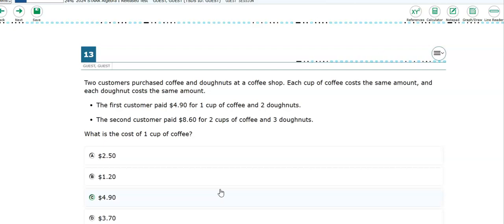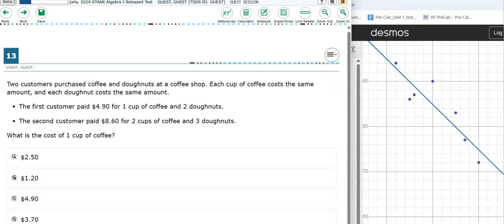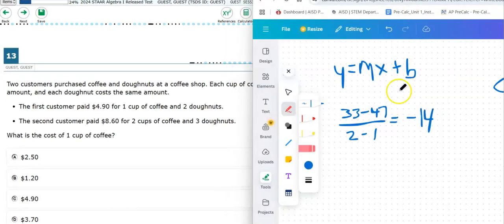Linear systems. 2 customers purchase coffee and donuts at a coffee shop. Each cup of coffee costs the same amount, and each donut costs the same amount. The first customer paid $4.90 for a cup of coffee and 2 donuts. The second customer paid $8.60 for 2 cups of coffee and 3 donuts. What is the cost of 1 coffee? All right, so this is a challenging linear system problem, meaning there are 2 different variables we have to work with.